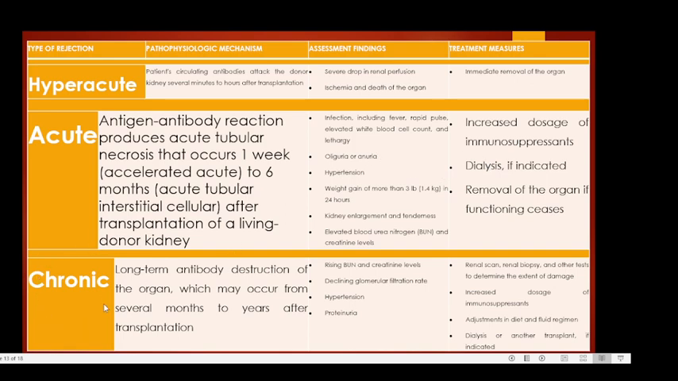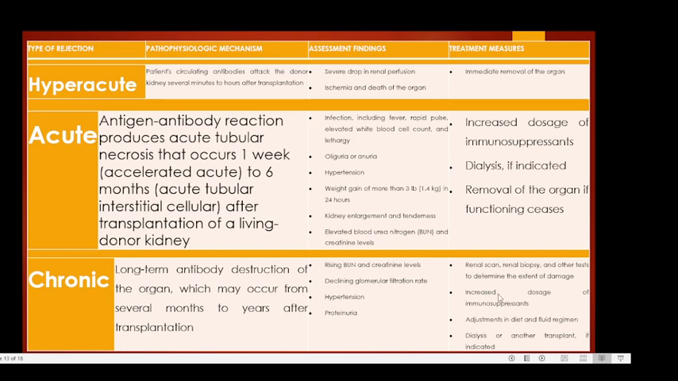Lastly, we have chronic rejection, and here we have long-term antibody destruction of the organ. So this may occur from several months to a year after transplantation. The assessments will have rising BUN levels and creatinine levels, declining glomerular filtration rate, hypertension, and proteinuria. For the treatment measures, we have renal scan, renal biopsy, and other tests to determine the extent of the damage.